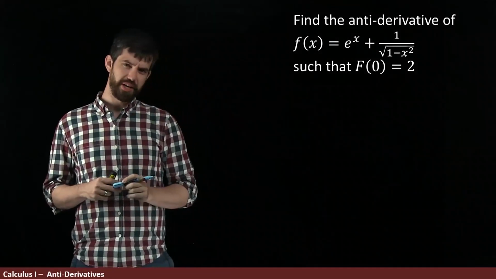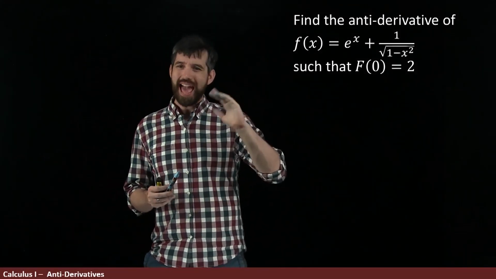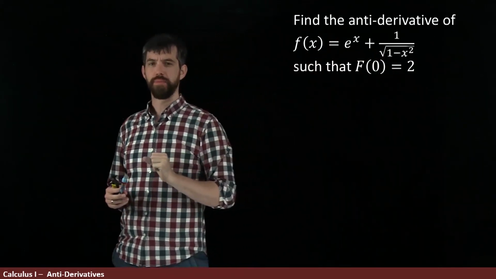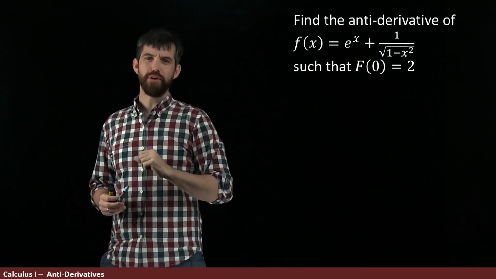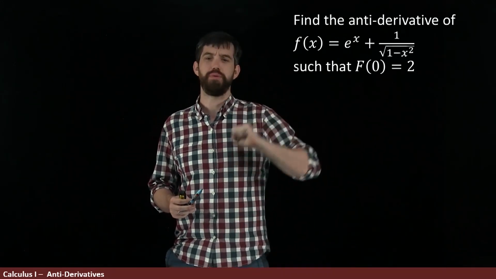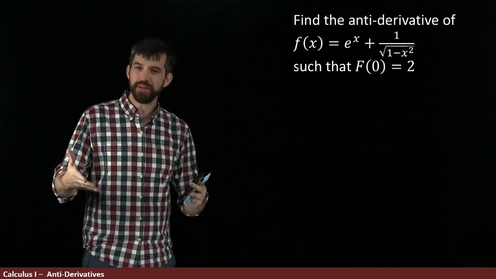This problem's a little bit interesting. I am asking not for an antiderivative. I am asking for the antiderivative of this function, but I'm asking for the antiderivative that has this property that the big F of 0 is equal to 2. Now, the idea here is this.